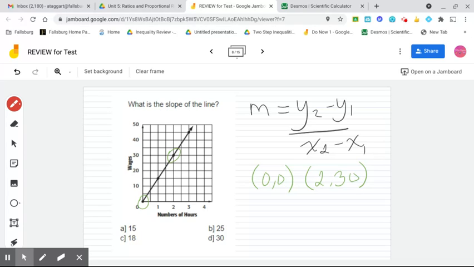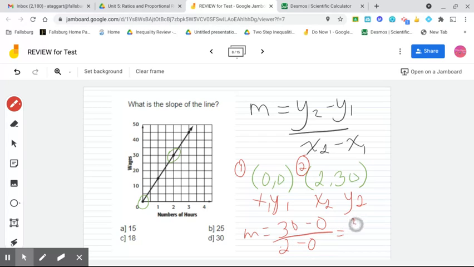But I do want to label my first point, x1, y1. And my second point, x2, y2. Because again, this was my first point. This was my second point. So x1, y1, second point, x2, y2. And then I'm just going to take what I labeled and plug it right back into my formula. So m equals y2, which is 30, minus y1, which is 0, over x2, which is 2, minus x1, which is 0.